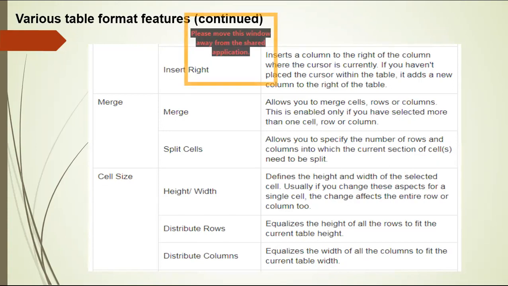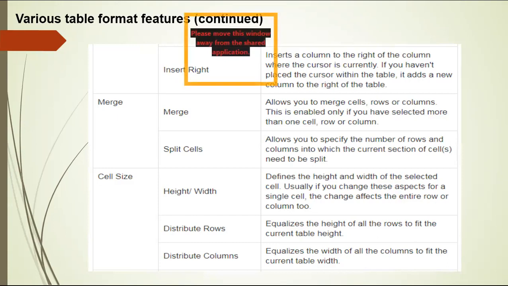Okay? Anong ibig sabihin ng merge? Pagsamahin, di ba? Allows you to merge cell, rows, or column. This is enabled only if you have selected more than one cell, row, or column. So hindi mo naman pwedeng gamitin yung merge kapag iisa lang yung naka-select na cell o na column o kaya ng row. Di ba?